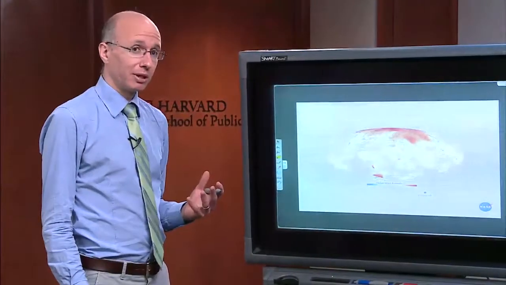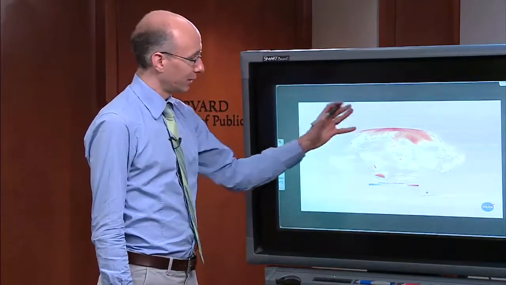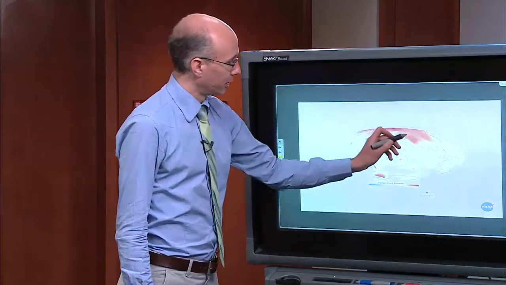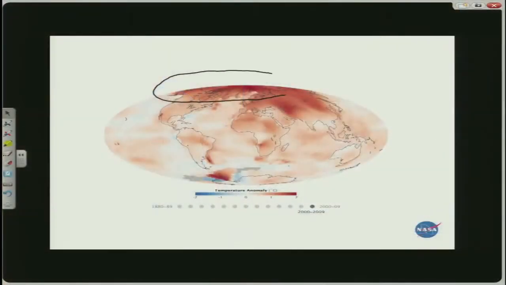So when we talk about global average temperatures, we're talking about the summation of temperatures all over the planet, and you can see here that the warming is occurring much more rapidly in the Arctic, and that's of great importance to what climate change means for health, a subject that we will come back to.